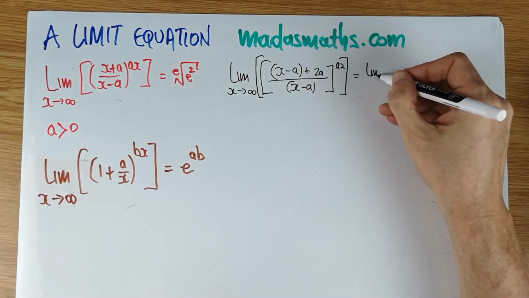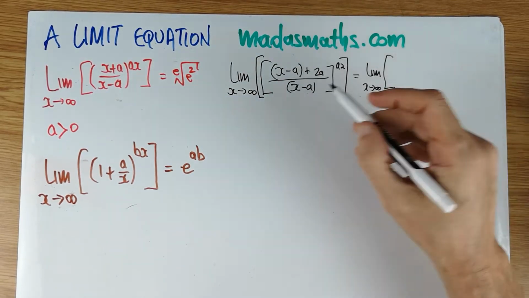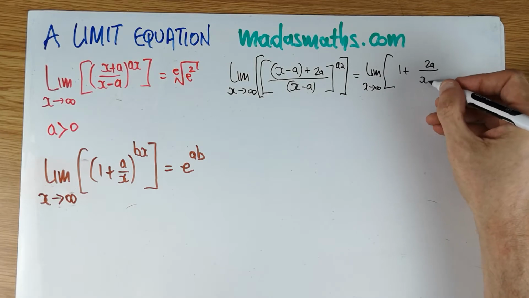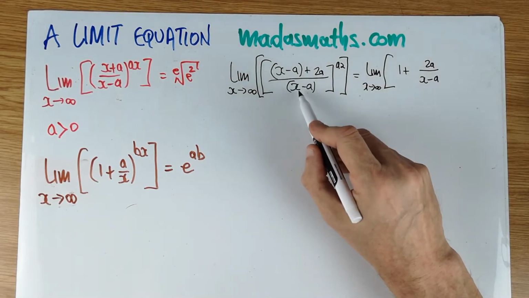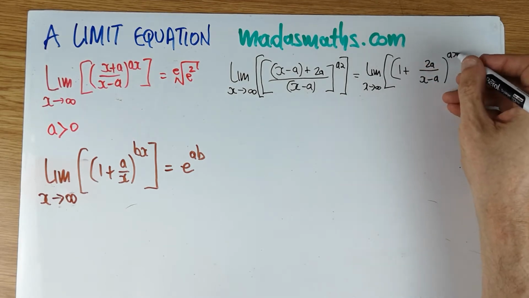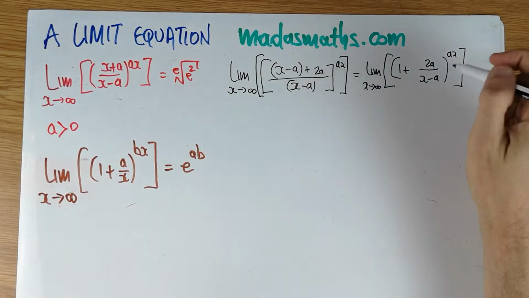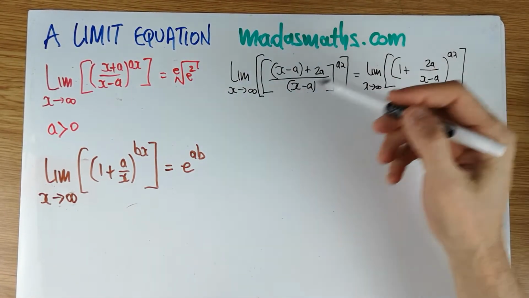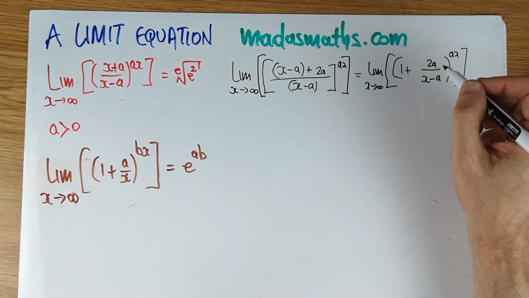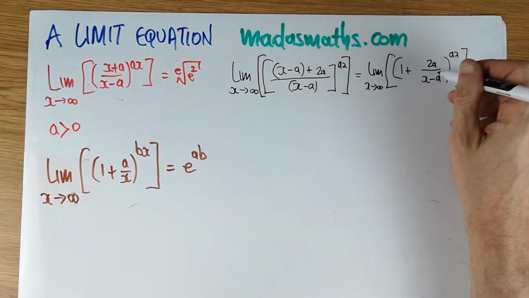And that's of course the limit as x tends to infinity of 1 plus 2a over x minus a, all to the ax. And we have a little problem now. The fact I have 2a makes no difference whether it was a, 2a, whatever. It's just another constant. The same doesn't, of course, happen for this.